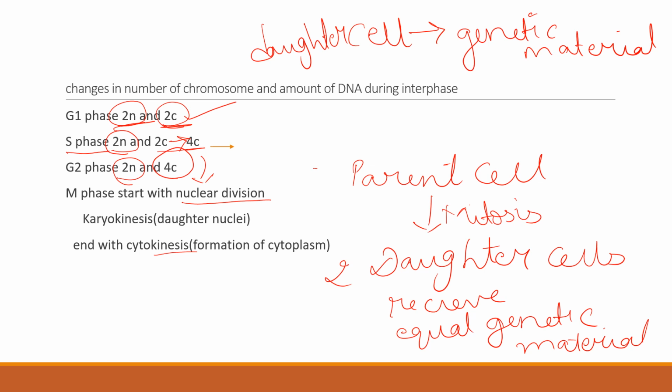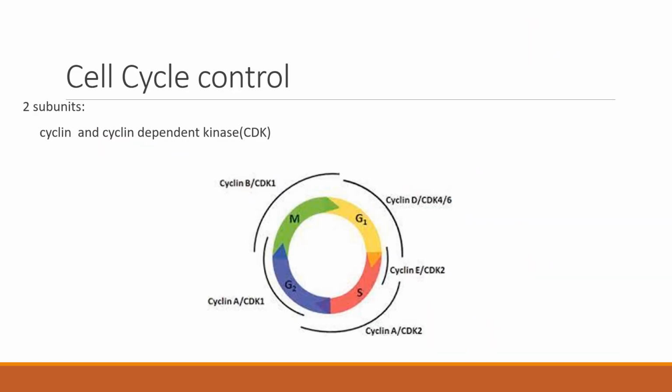But in case of mitosis, both the daughter cells would receive an equal amount of genetic material, and after this genetic material has been divided, then the process of formation of cytoplasm occurs, and that is at the end of the M phase or mitotic phase.